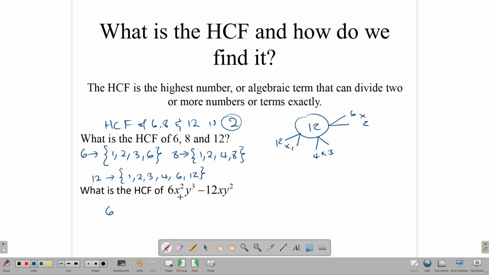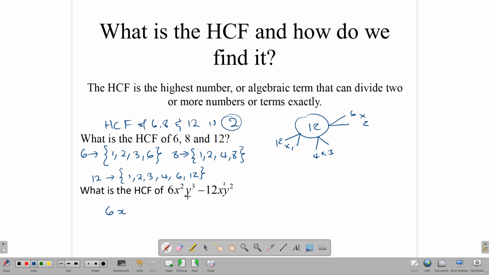When we're dealing with the letters, what we do is that we choose the lower power. So let's look at the powers here. We have x squared, and we have an x here. And what we do is that we choose the lower one. Now remember, the power for this x is 1. It's not normally written, so remember that. It's 1 and it's lower than 2. So we write down x.